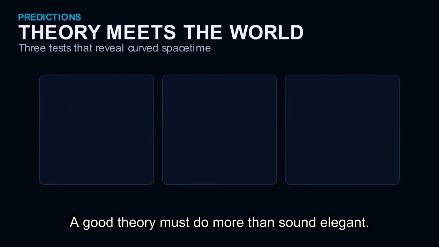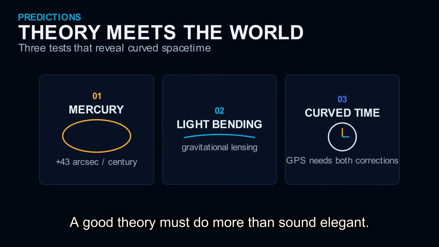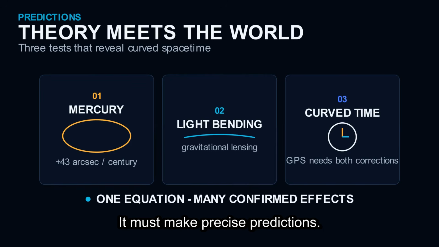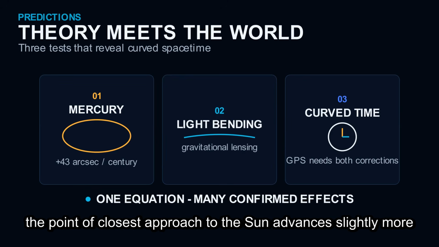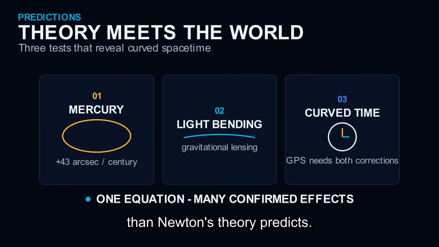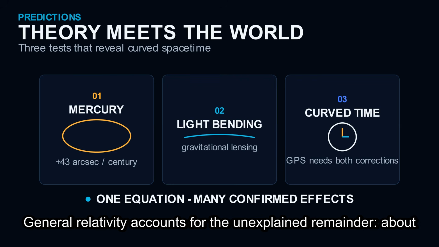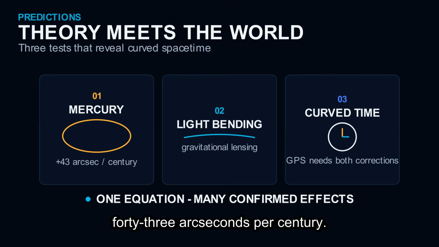A good theory must do more than sound elegant. It must make precise predictions. First, Mercury. Newtonian gravity explains almost all of Mercury's orbit, but the point of closest approach to the Sun advances slightly more than Newton's theory predicts. General relativity accounts for the unexplained remainder, about 43 arcseconds per century.